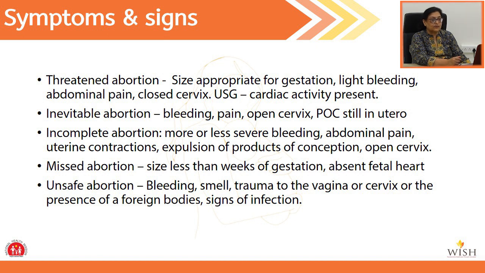If you do an ultrasound in a patient with missed abortion, you will be able to confirm the absence of fetal heart, absence of any fetal movement, and the fact that the gestational sac becomes irregular with areas, maybe areas of subchorionic hemorrhage. An unsafe abortion usually follows an induced abortion. There is bleeding, there is trauma to the vagina or the cervix, and there is the presence of foreign bodies with signs of infection.